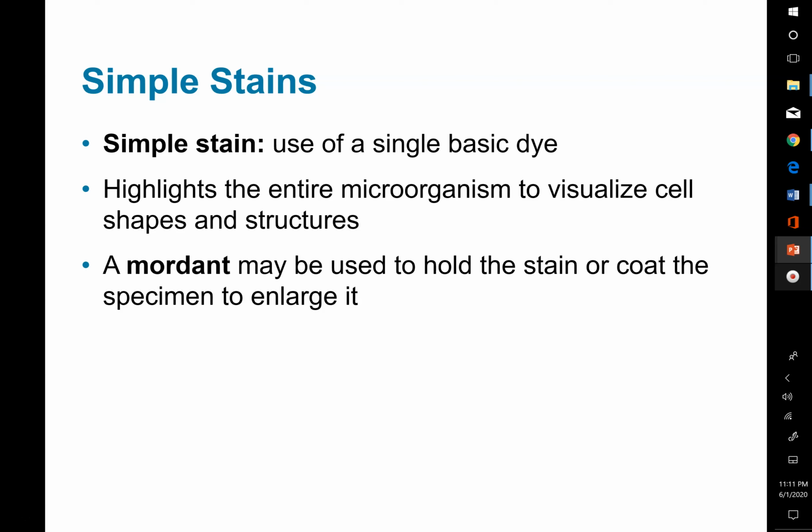So the purpose of a simple stain, whether it be the positive direct staining or negative staining, is to show you the bacterial shape and size and arrangement of bacteria. That's the information that you can get out of a simple stain.